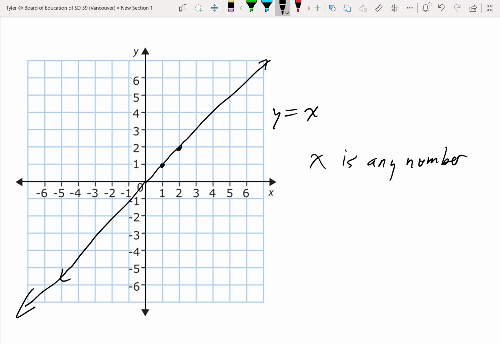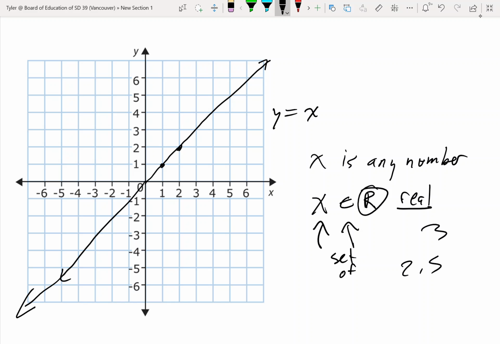The way that we write it in math is this. Okay? x means x. This symbol means is an element of, or part of the set of. So it's basically saying x is an element of what type of number. R means real numbers. A real number is literally any number you can imagine. So 3 is a real number, 2.5, 7 out of 11, pi. All of those are real numbers.